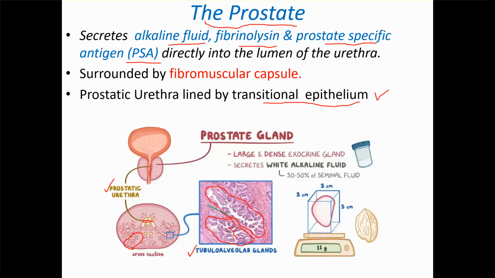Okay, so it's again important. The fibromuscular stroma separates the tubuloalveolar glands. Already we have seen the type of fluid. It is alkaline fluid. It secretes white alkaline fluid. It adds to about 30 to 50% of the seminal fluid. If you see the size, it is about 3 centimeters in length and width, and maybe 5 centimeters in height. The weight is about 11 grams. So it is a large and dense exocrine gland.